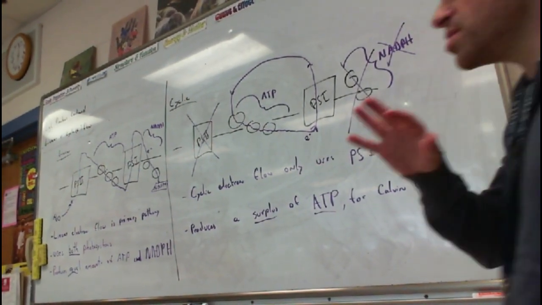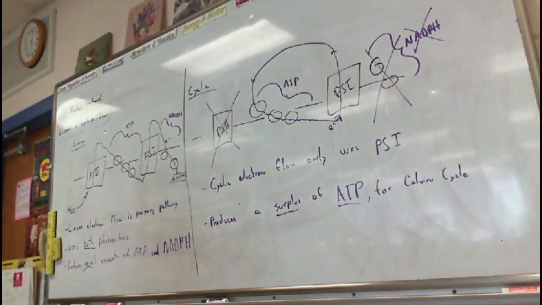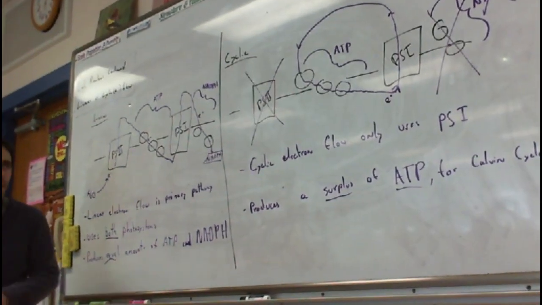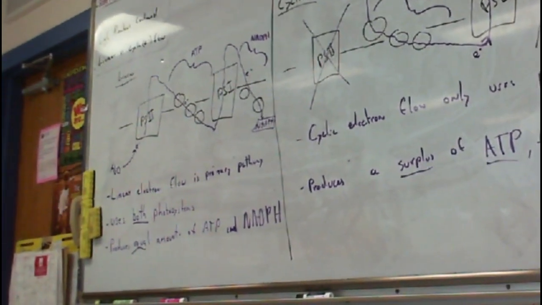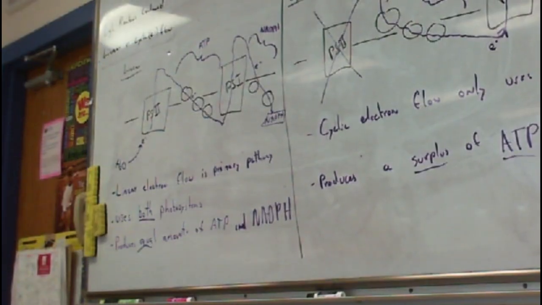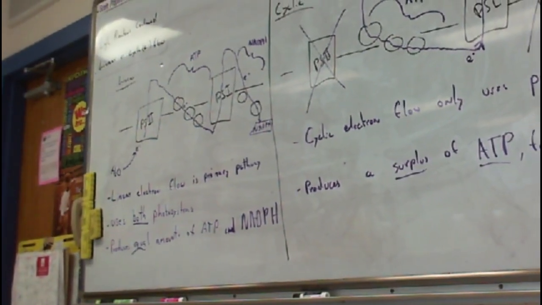So those are just little variations that can occur to get the right amount of products to make sugars efficiently.